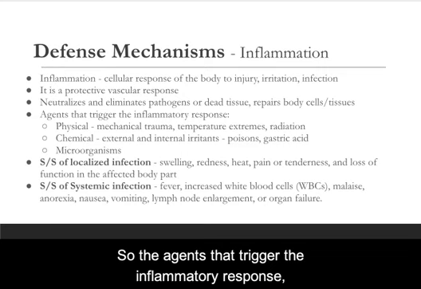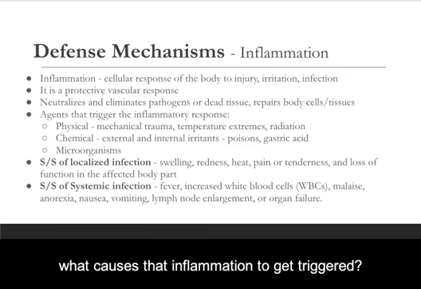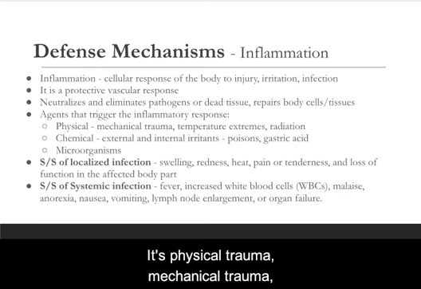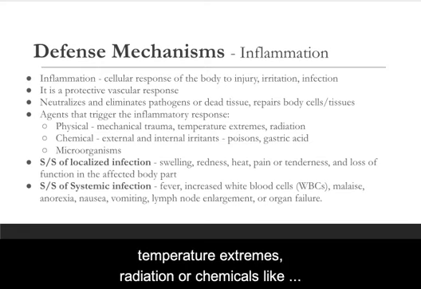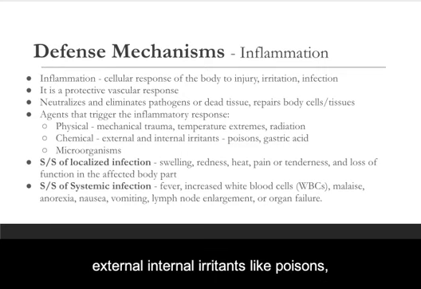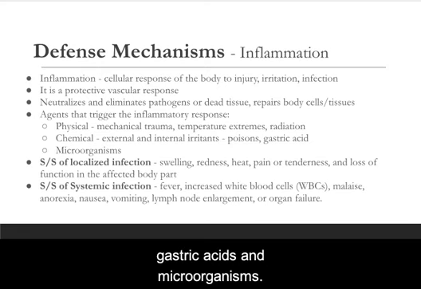So the agents that trigger the inflammatory response, what causes that inflammation to get triggered? It's physical trauma, mechanical trauma, temperature extremes, radiation, or chemicals, like external and internal irritants such as poisons, gastric acids, and microorganisms.